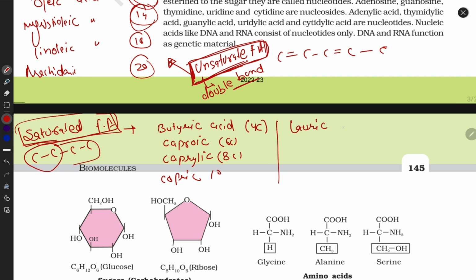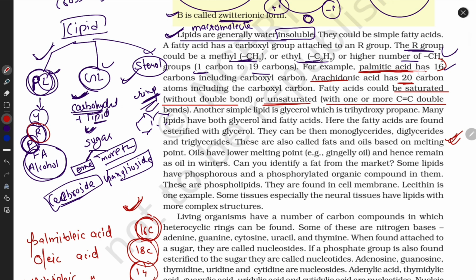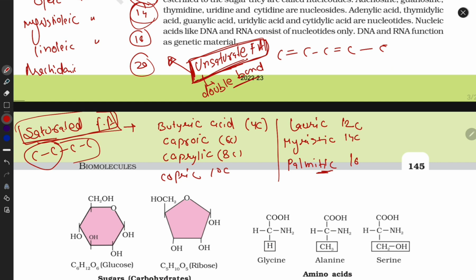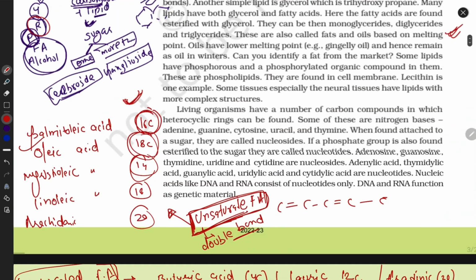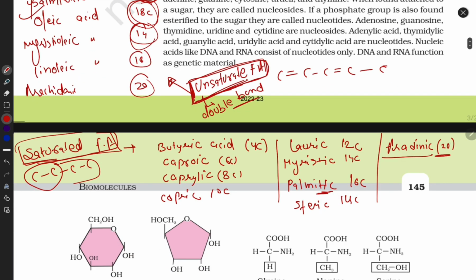Lauric contains 12, myristic contains 14 carbon. Now palmitic contains 16 carbon. Look here, guys, palmitic, 16. I'm not saying palmitoleic, this is palmitic. This is your example in your NCERT. Now stearic, 18 carbon. Now arachidic, they also have 20 carbon. If I say arachidonic, then they have 20 carbon, but they still contain double bonds. Arachidic is 20 carbon but doesn't contain a double bond.